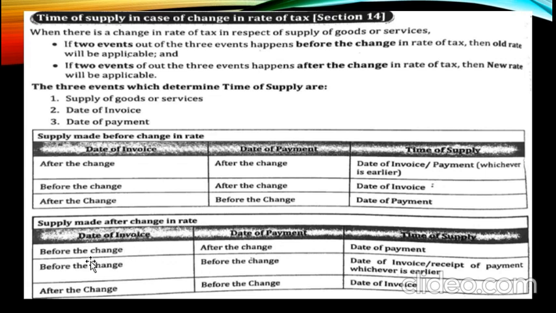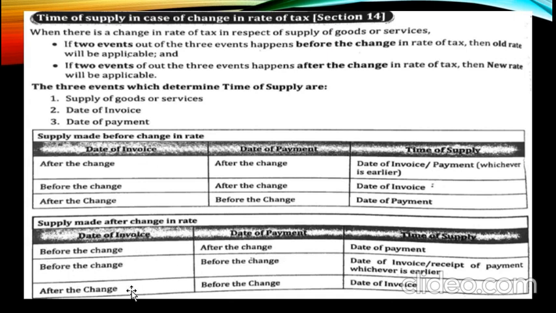Now the date of invoice, if you look again, is before the change, and the date of payment is also before the change. So among these three events, that is supply, date of invoice and date of payment, two events are before the change. As that is the majority, the before-change date will be considered. So whichever is earlier, the date of invoice or the date of payment, that date will be considered as the time of supply.